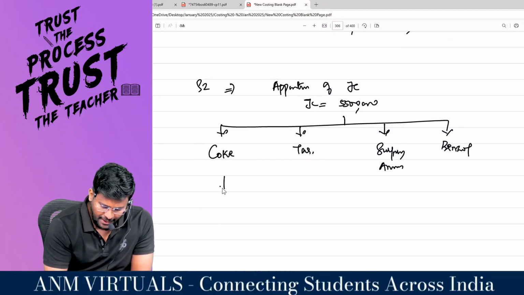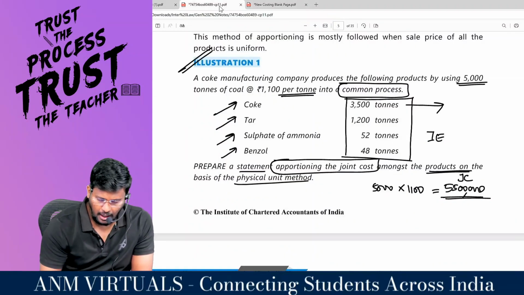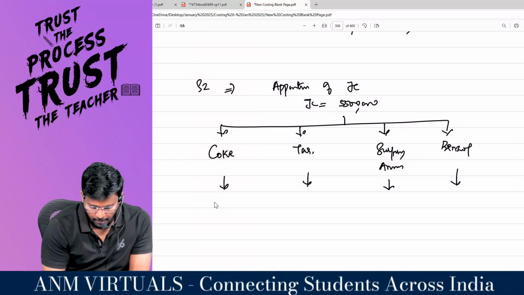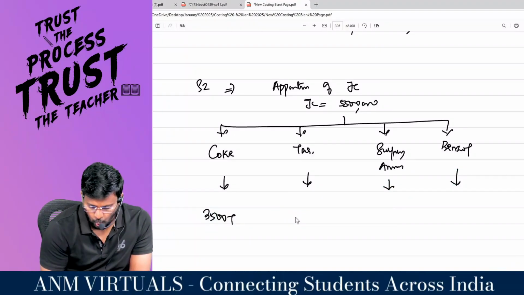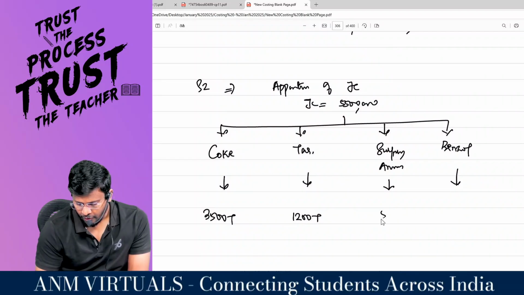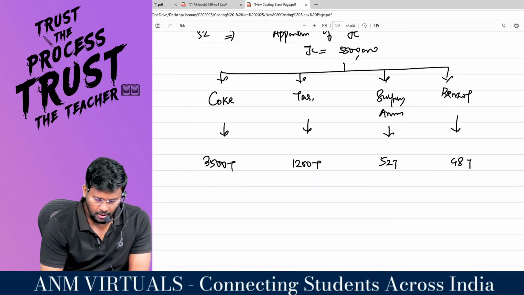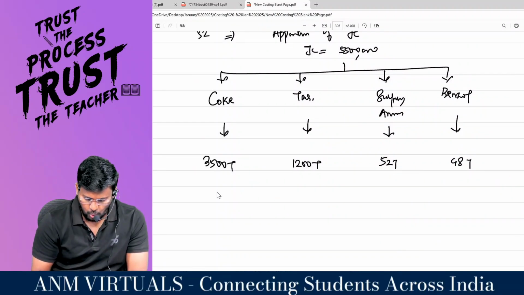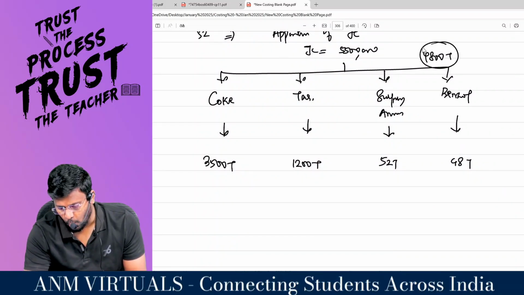Based on the various methods available, they want the output method, that is, the physical units method. Tell me how much tonnage came out? 3500 ton, then 1200 ton, then 52 ton, then 48 ton. Comfortable? So totally 3500 plus 1200 plus 52 plus 48 comes to 4800 ton total output.